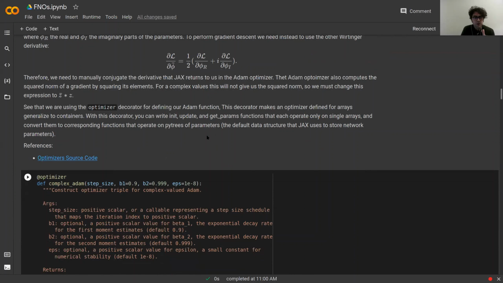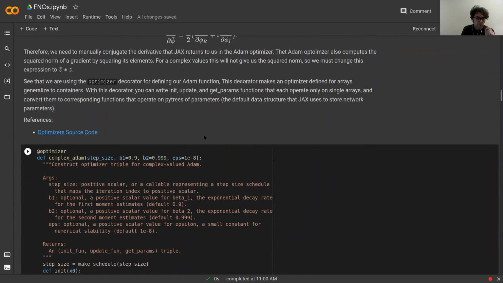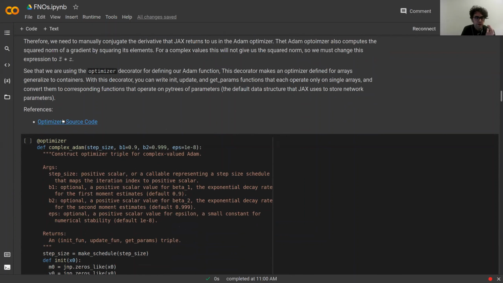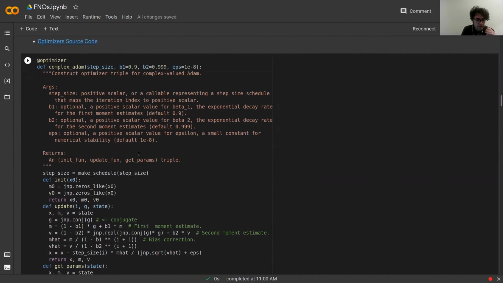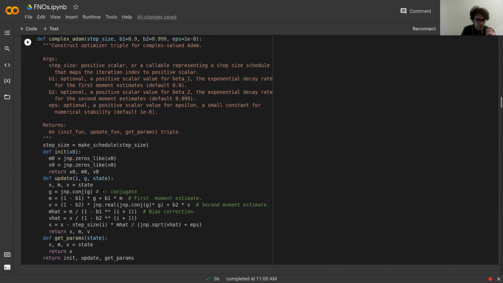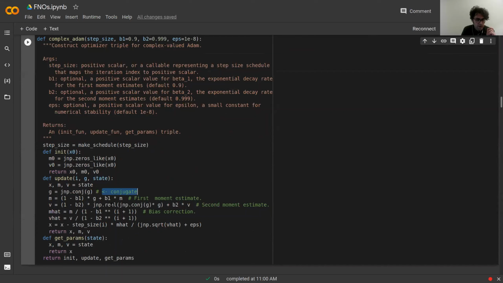Real gradients. So, okay, what we can do is go to the Stax optimizers source code, take this complex Adam, and then take the conjugate here. Instead of having g squared right here, you just need to multiply the conjugate of g by g, and then take the real part of that.